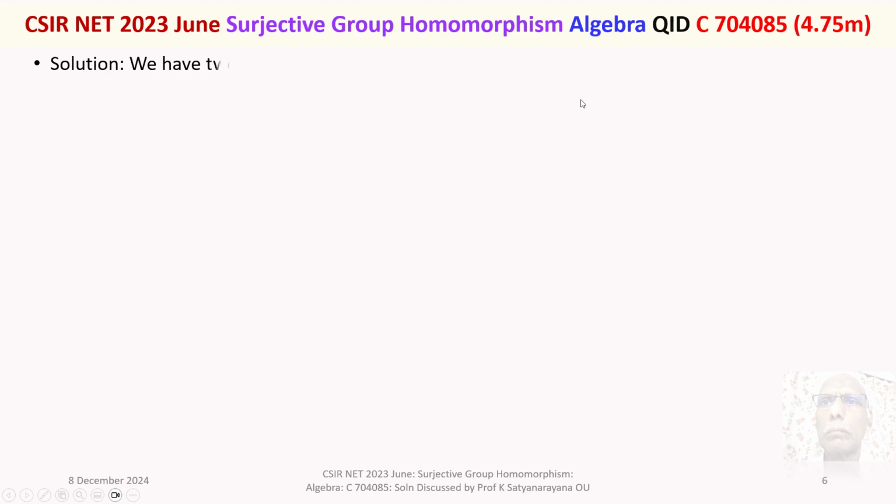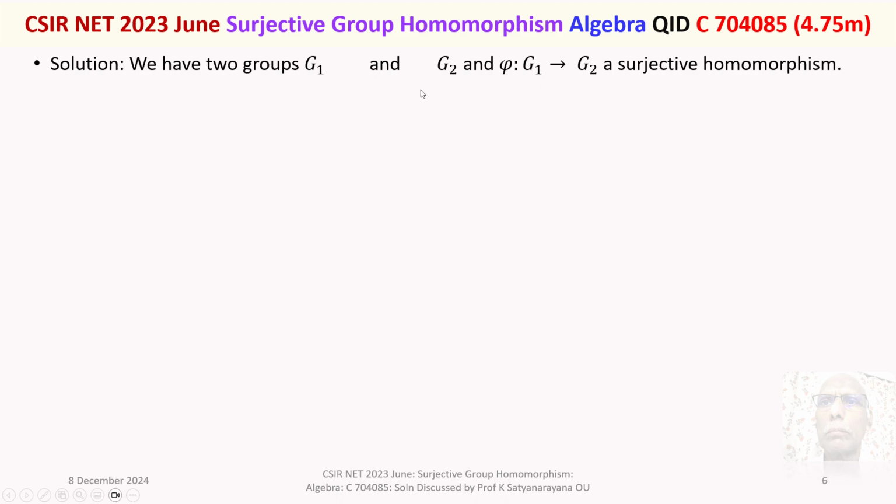Let's now discuss the solution of the problem in detail. We have two groups, G1 and G2, and phi, a map from G1 to G2, is a surjective homomorphism. So we require this. What do you mean by surjective homomorphism? It is an onto homomorphism. That is, phi from G1 to G2 is a homomorphism and phi of G1 is the whole of the codomain, that is G2.